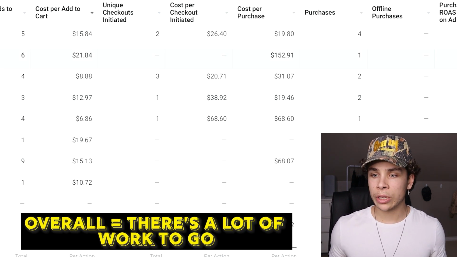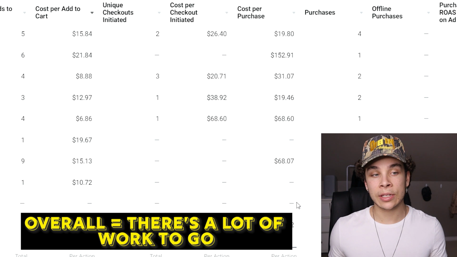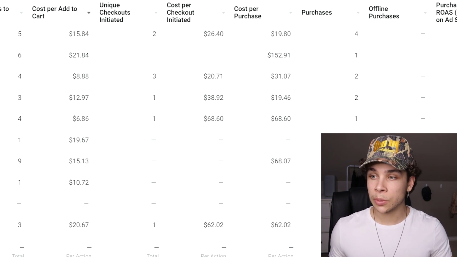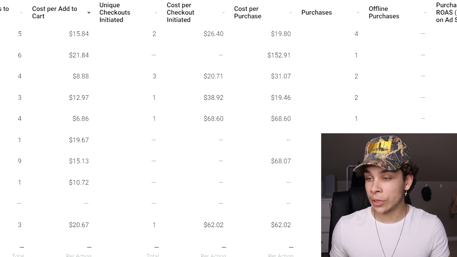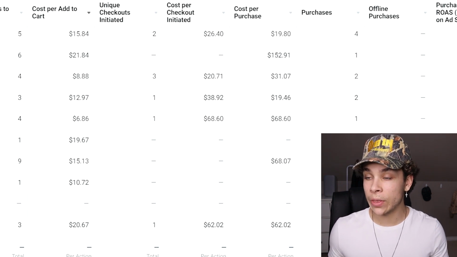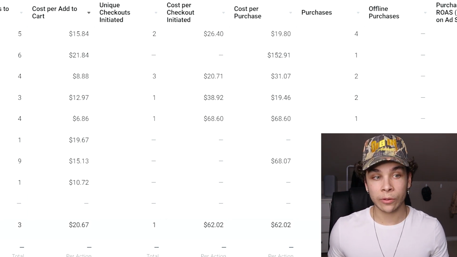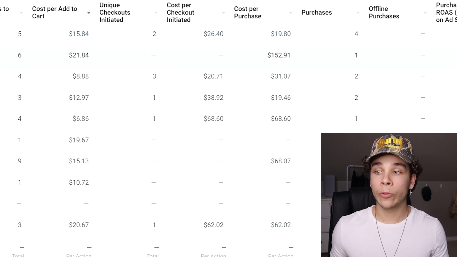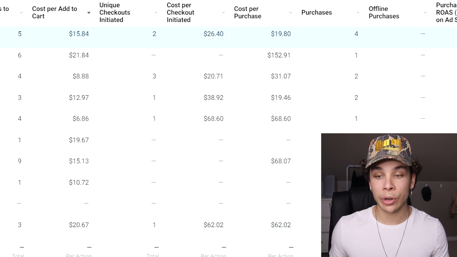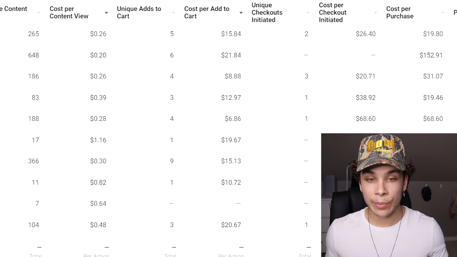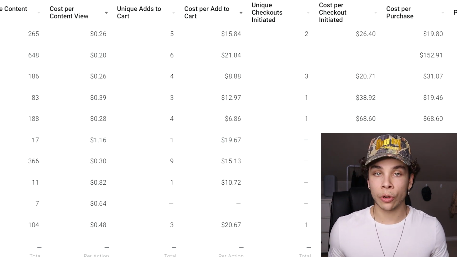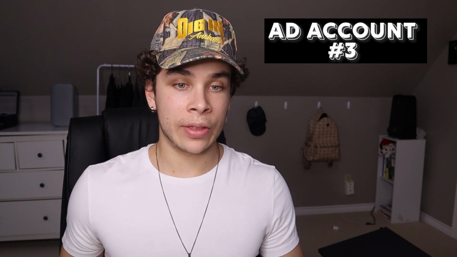So overall, I'd say there's a lot of work to go. This is only his first store, so do cut him some slack in terms of his ads here. But he's doing a really great job for his first go at things. Some of these ad sets are really profitable. I'm gonna be helping him scale and hopefully scale this up to some serious numbers over the next couple weeks. I'm really happy with how it's going so far, but there's so much more we can improve here.